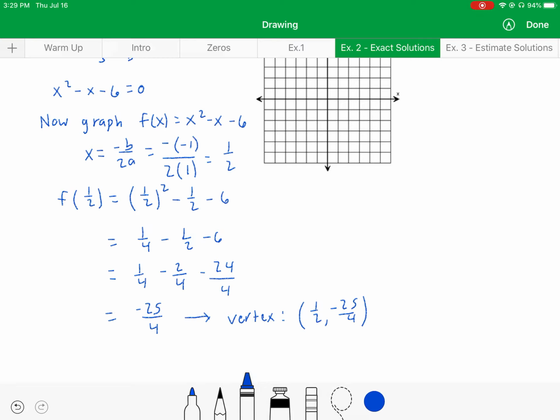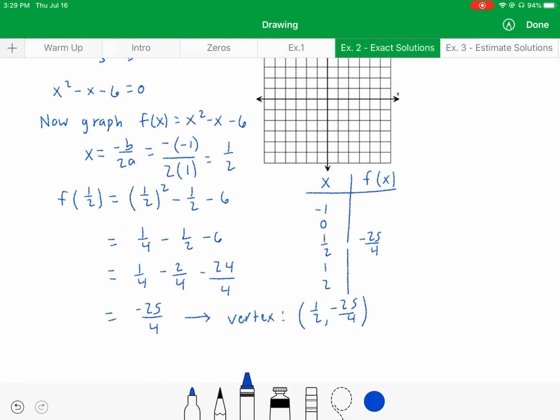All right, so now I'm just going to make a table here. And I'm going to put that point in the middle of the table. And then I'm going to pick a couple other values for x on either side of 1/2. So I'm going to start with 0, negative 1, as well as 1 and 2.